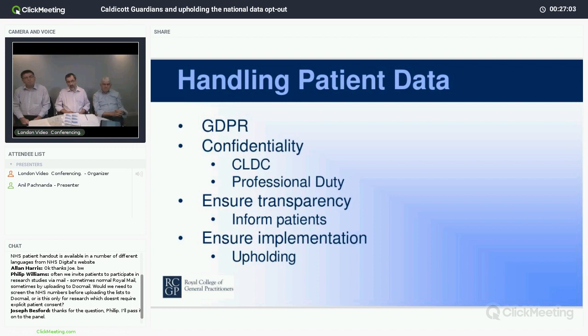And this is where the national data opt-out comes into play. We have a duty to ensure transparency, which basically means tell our patients what we're doing with their data. And part of our legal duty as data controllers is that we have to ensure that we implement what we tell patients we're going to do, which in this case relates to upholding the national data opt-out.